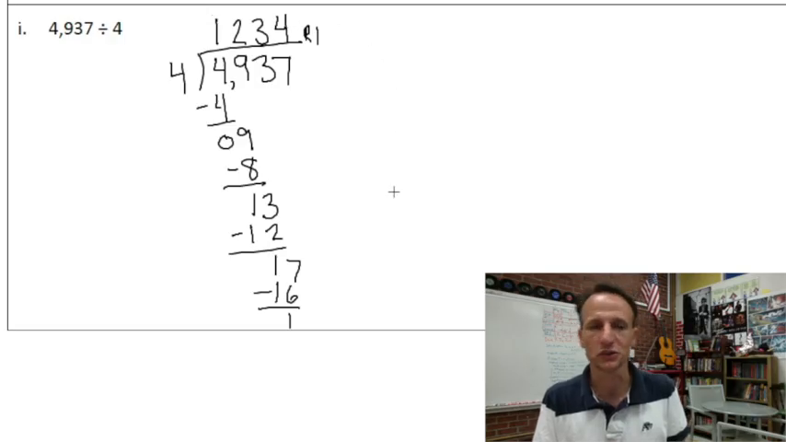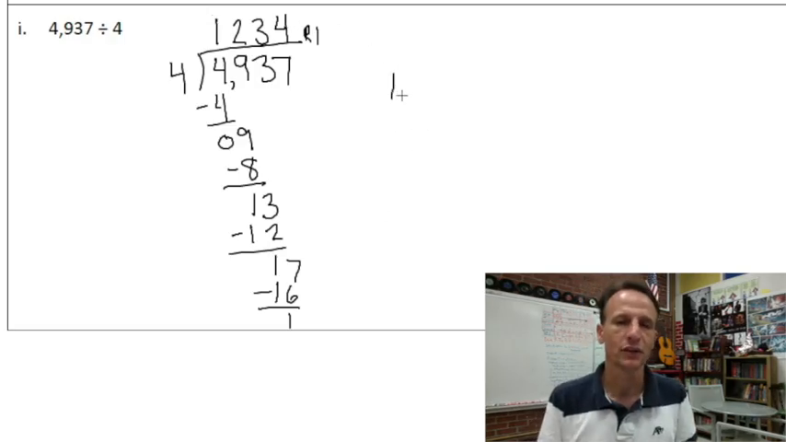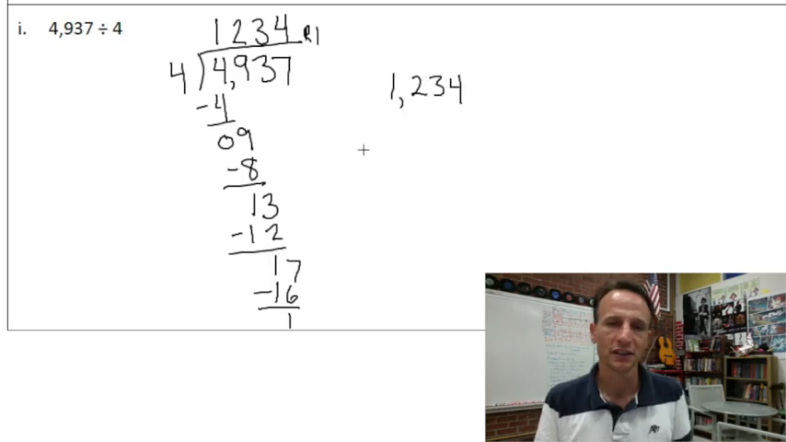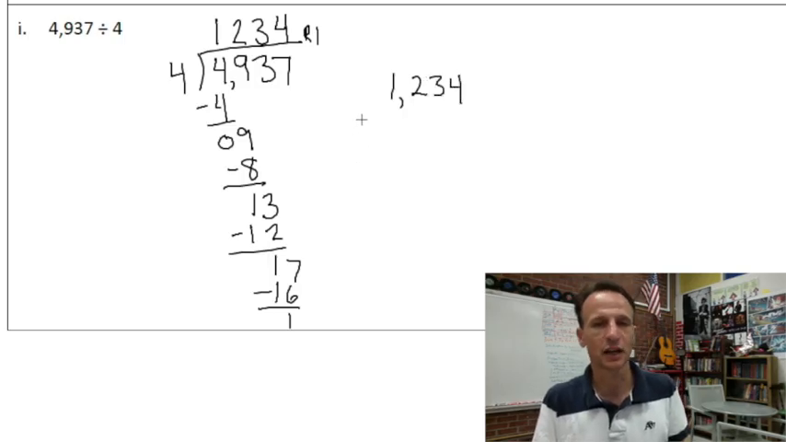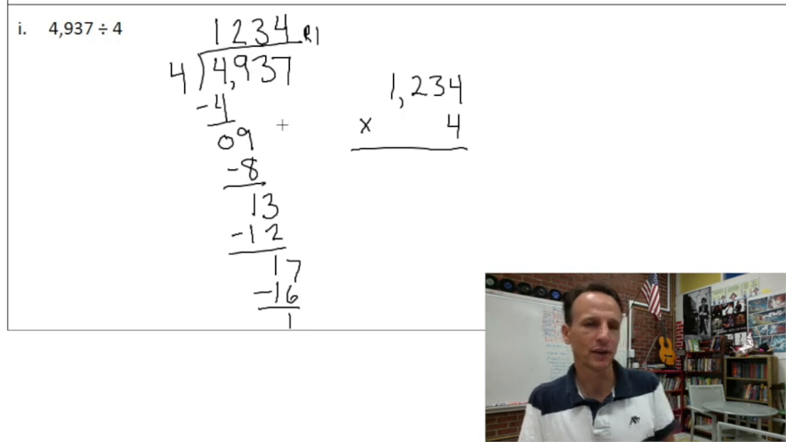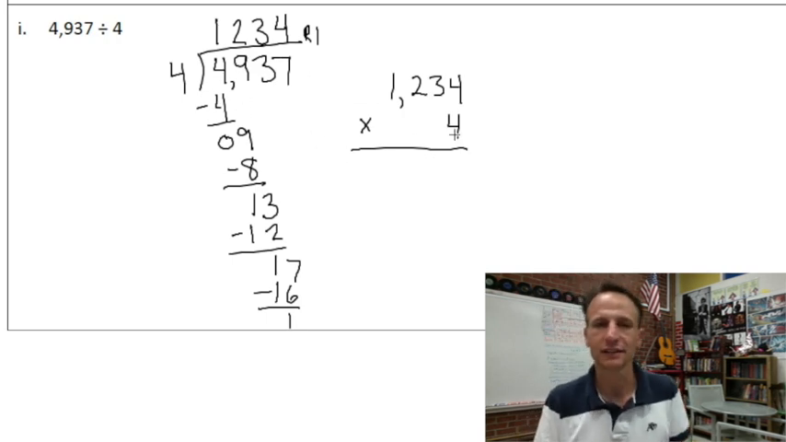You see our quotient's 1, 2, 3, 4. So if we take that quotient of 1,234, they must get bored writing this stuff and be like, I know what I'll do on this one. It's okay. It's cute. We appreciate it. And multiply it by our divisor of 4, we should get the dividend.